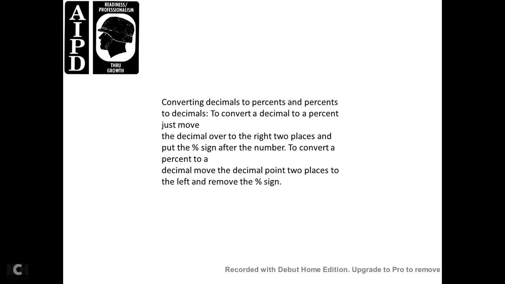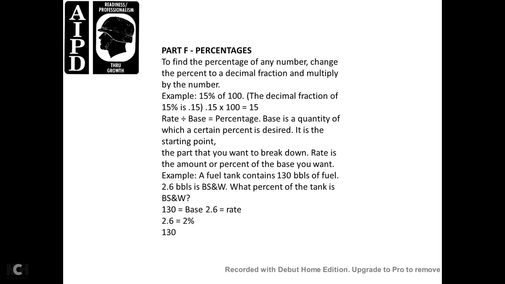Converting a decimal to a percent: just move the decimal two places to the right and put the percent sign after the number. To convert a percent to a decimal, move the decimal point two places to the left and remove the percent sign.